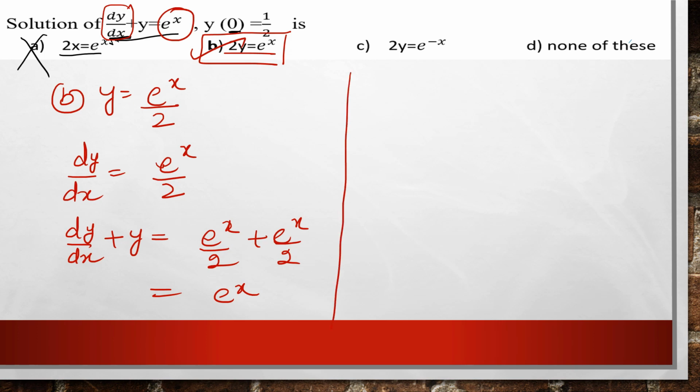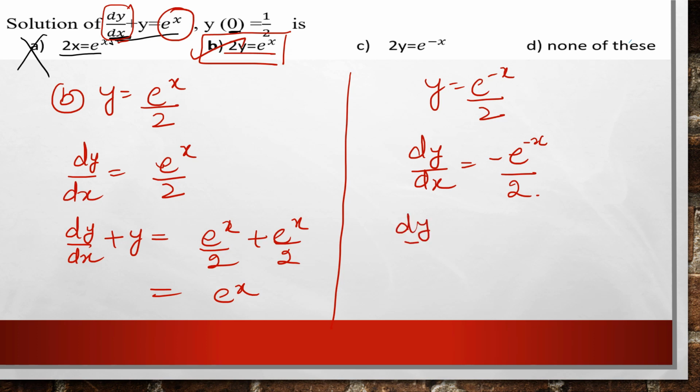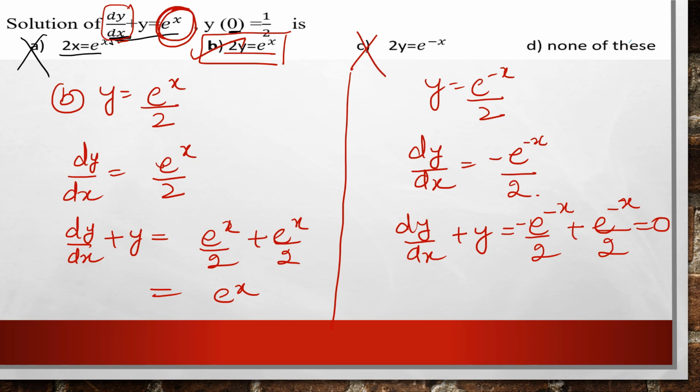Now if you check C, y is e power minus x by 2. So what is dy over dx? dy over dx will be minus e power minus x by 2, right? And if you substitute the value here, what will you get? dy over dx plus y equals e power minus x over 2 plus e power minus x by 2. So this will give you 0. This is not giving you e power x, right? So that means option C is incorrect. So this is how you can do the question.